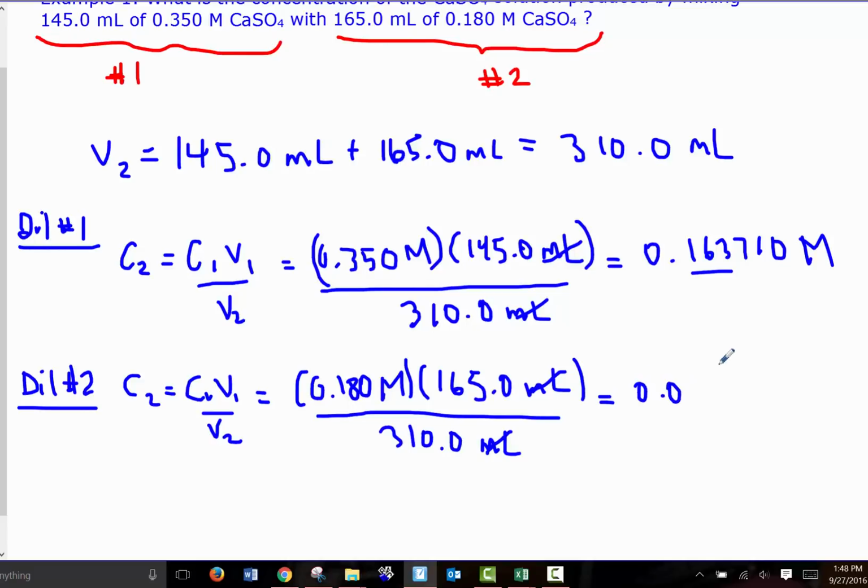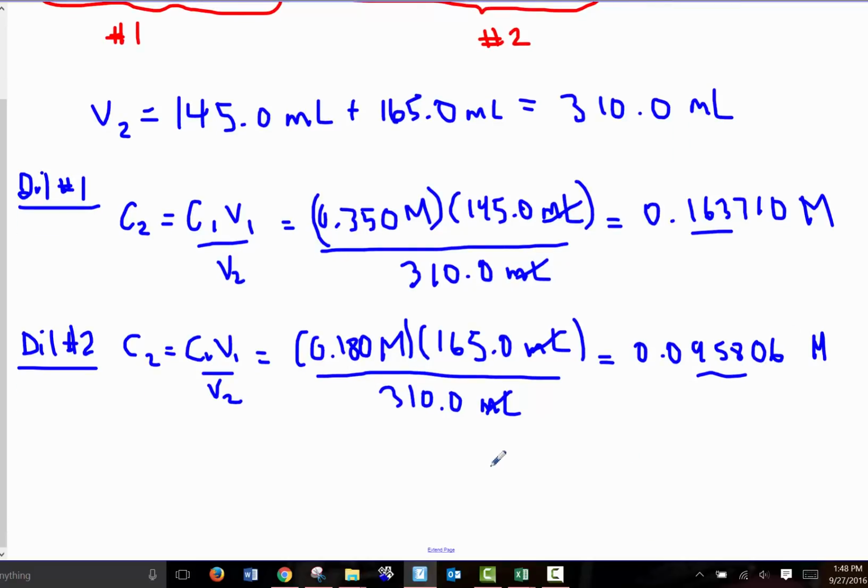0.095806. Again, I'm leaving enough decimal places that I'm not rounding my answer too early, and I'll go ahead and underline my sig figs. Now again, here I'm allowed 3 sig figs, so I'll start counting at the 9, 1, 2, 3, and I'll just underline them, but I won't round it off there. Alright, now for my C total, my final concentration, I am going to add the concentration from my first dilution, so we'll call that number 1, to the other final concentration that I calculated for my second dilution, number 2.